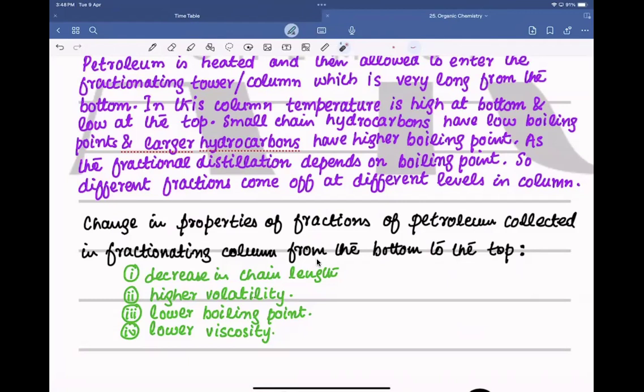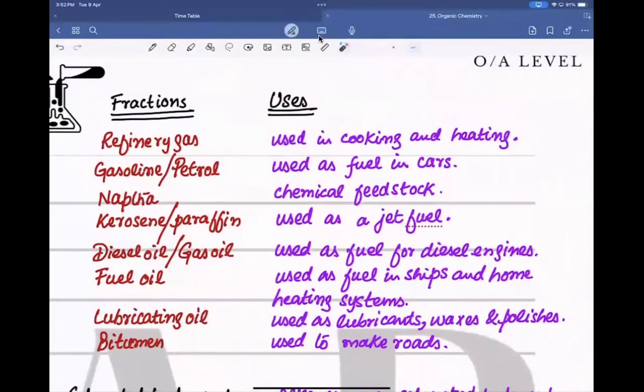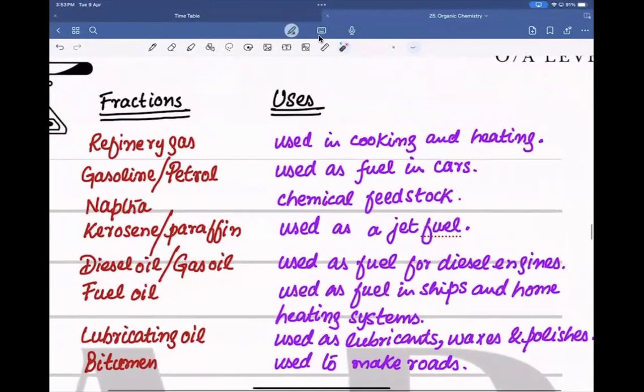After kerosene, we have diesel oil. So see here we have. Then after kerosene, it is used as a jet fuel. Then we have diesel oil, which is used in diesel engines as a fuel. Then we have fuel oil, which is used in ships and home heating systems. And after that, we have lubricating oil, which is used as lubricants, waxes, and polishes. And bitumen is used to make roads. Okay, complete till here.